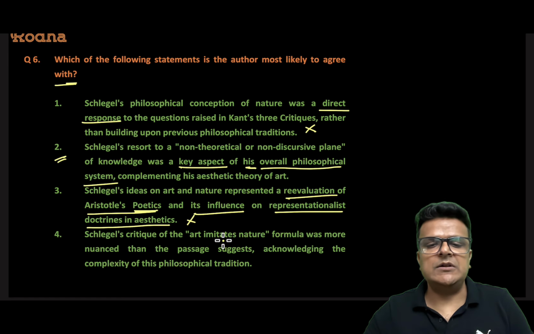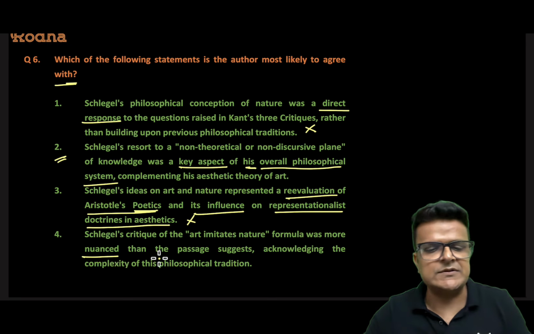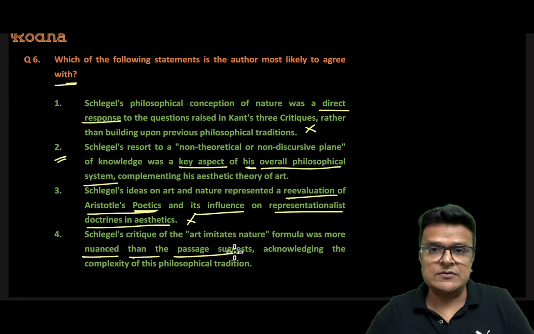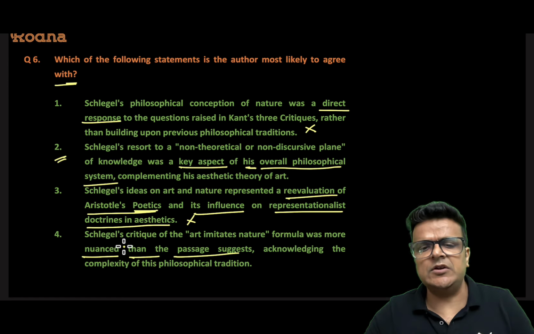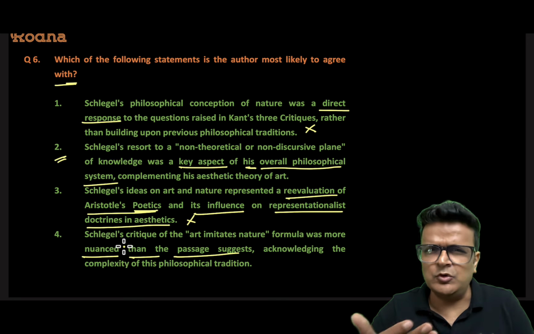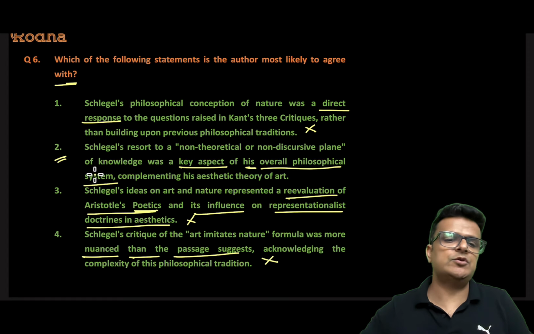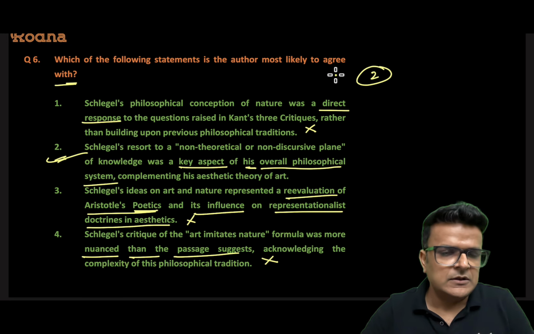Schlegel's critique of the art imitates nature formula was more nuanced, means there are very fine differences, very small layers, than the passage suggests. Will the author agree with this, that Schlegel's critique of art imitates nature was more nuanced? We have no logical information to even suggest it, so very clearly we can eliminate this also, and the correct answer has to be option 2. Let's move on.